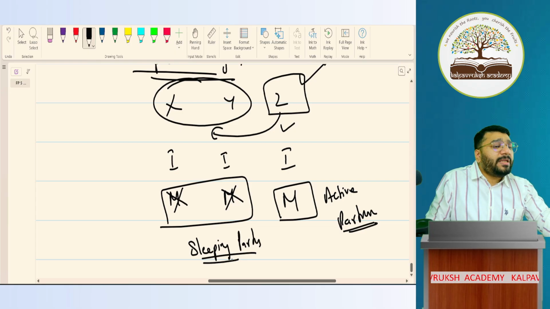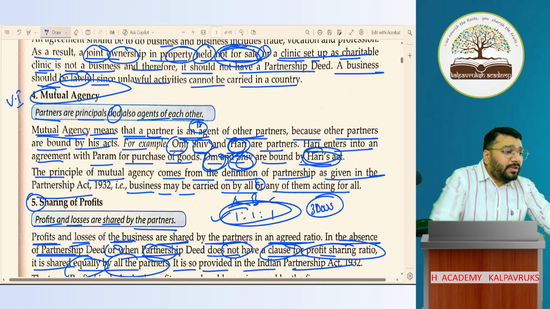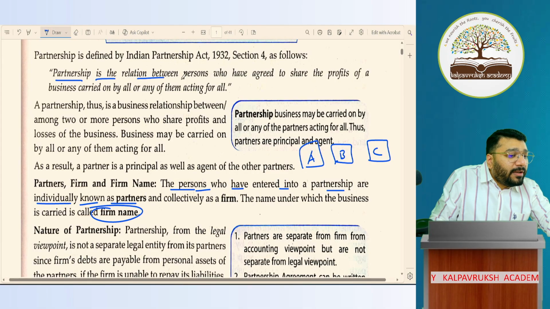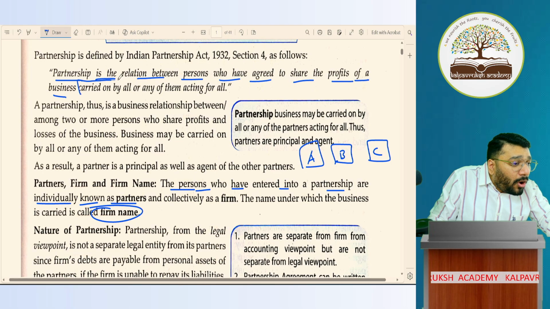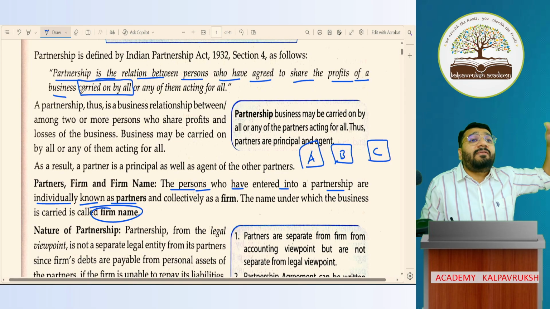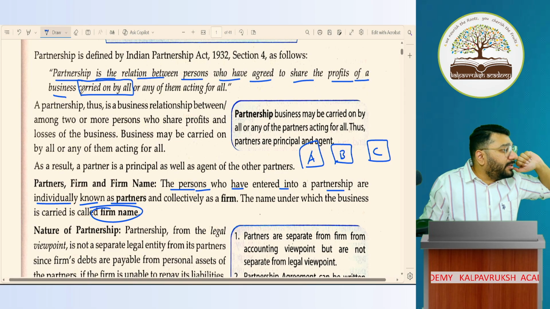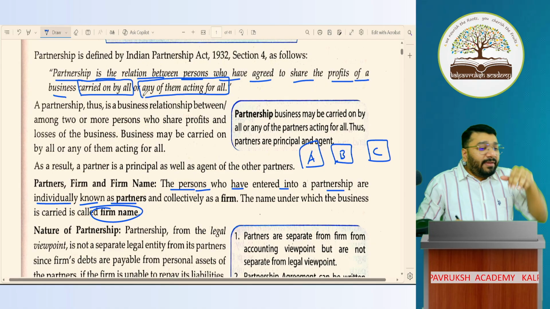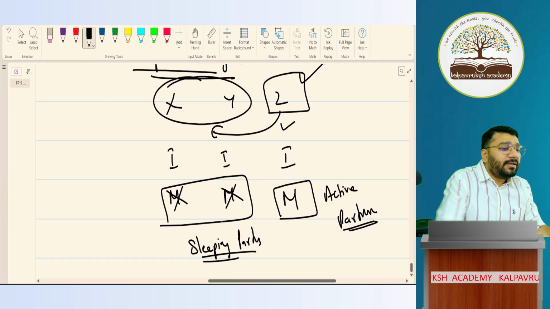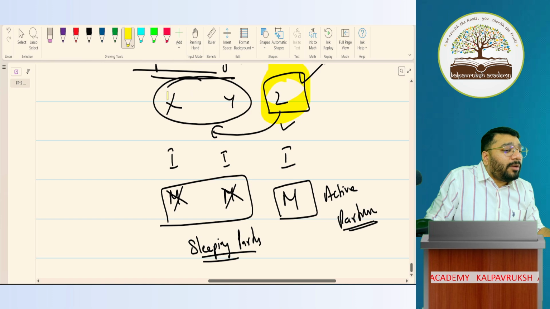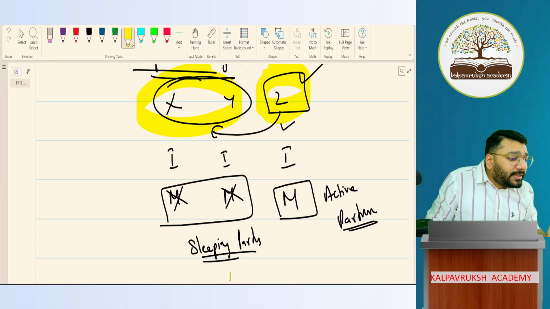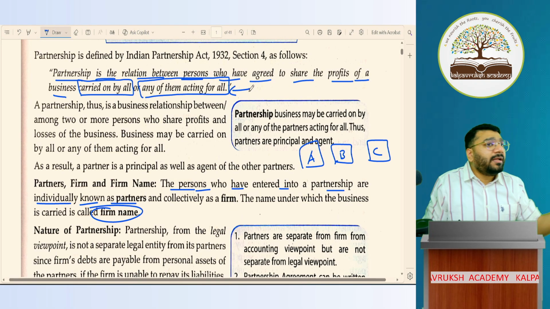So here it means what? Partnership. We've come to the first page. What are they saying? Partnership is a relation between persons who have agreed to share the profit of the business, and this business is carried on by all of them. X, Y, Z, all of them are working together, means all three are active partners, or any one of them acting for all. In our example, who is acting for the other partners? Z. Z is working on behalf of X and Y. That is the meaning of this line, which I said I'd explain in the next class, and today I've explained it.